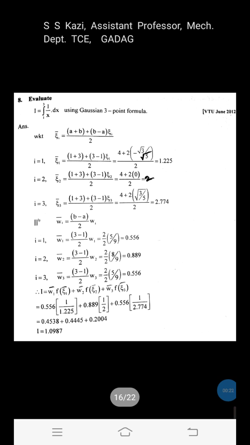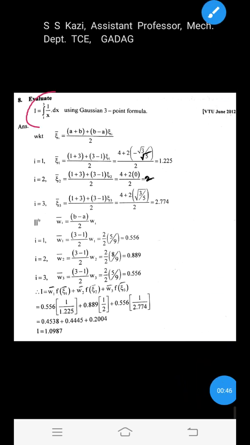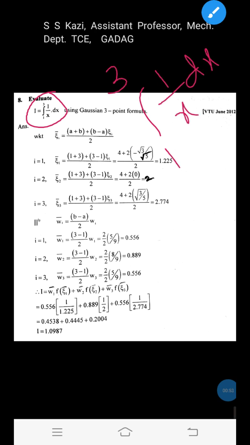Okay. Now let us consider one more problem. In the previous video, we have evaluated the given integrals from the limits a to b, that is other than the limits -1 to +1. We have evaluated the given integrals using 1, 3-point Gauss formulae. And now one more problem we will consider, using the 3-point formula: how to evaluate the given integral, 1 by x with respect to x from the limits 1 to 3.